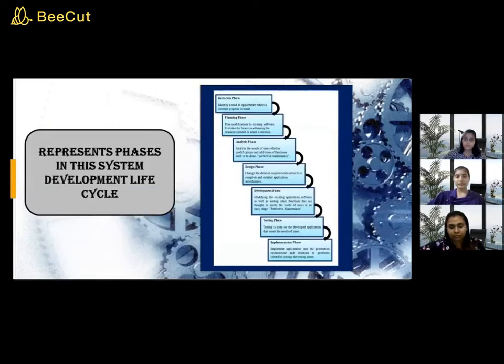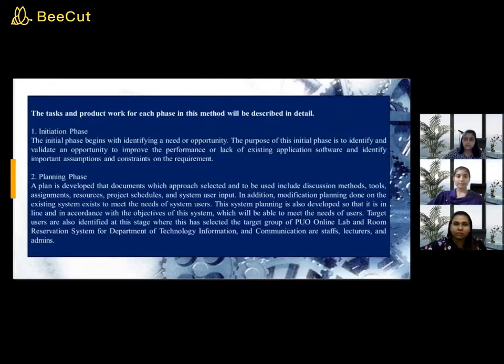This figure represents the phases in the System Development Life Cycle, SDLC. The task and product work for each phase in this method will be described in detail. First stage is the initiation phase. The initial phase begins with identifying a need or opportunity. The purpose of this initial phase is to identify and validate an opportunity to improve the performance of the lack of existing application software and identify important assumptions and constraints on the requirement.